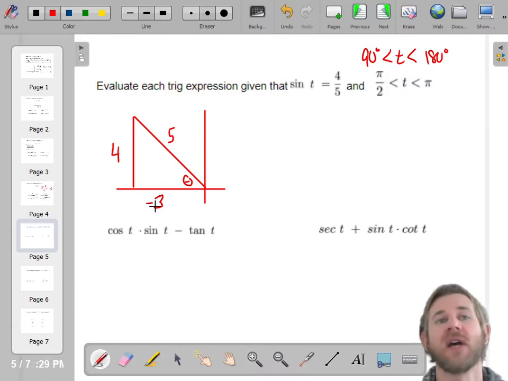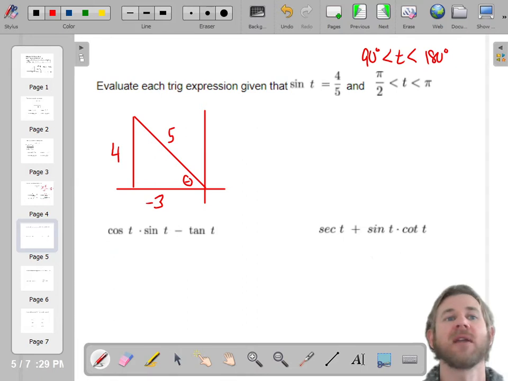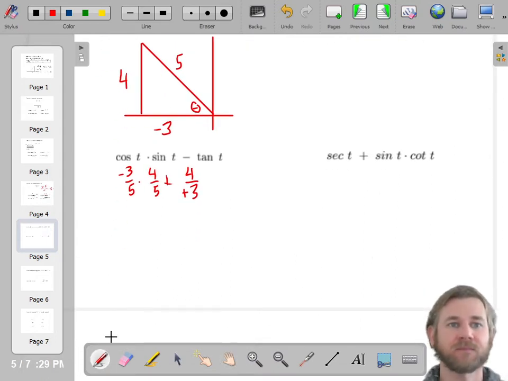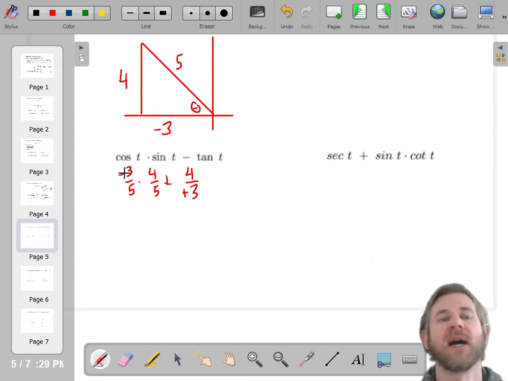So if I say what's cosine, cosine is adjacent over hypotenuse, so negative 3 over 5. Sine was given to us, it's 4 over 5. And tangent is opposite over adjacent, so we're saying minus 4 over negative 3, which is, when you subtract a negative, you're going to just say that's the same as plus. Now when you multiply fractions, you multiply across. 3 times 4 is 12, it's negative.